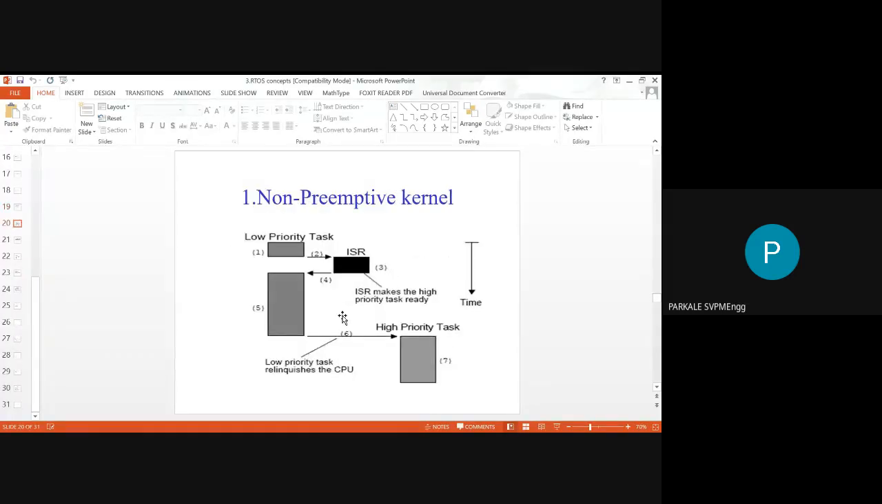Those who have not attended the previous lectures, I will just explain. Non-preemptive type of scheduling, in which let us say we have two tasks: one is a low priority task, and another is a high priority task. As we have seen in RTOS, the CPU will always execute the low priority task. This particular figure shows that your CPU is always busy executing the low priority task.